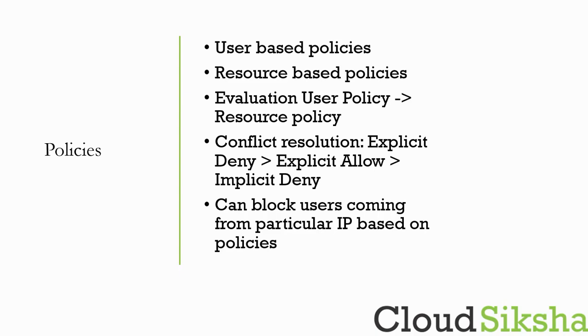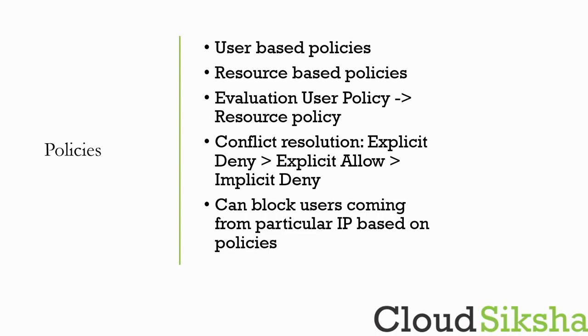Then there is an explicit deny, where in the policy we deny that the user can do any activity or certain activities. Now, the explicit deny will always take precedence. So explicit deny is given the first preference, followed by an explicit allow, and finally the implicit deny.